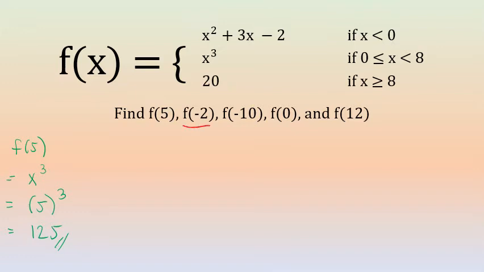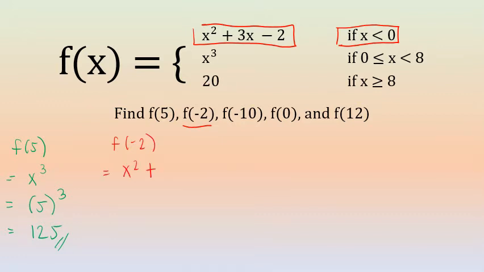Let's say we have f at negative 2. So among these intervals, where does negative 2 fall? So is it less than 0, in between 0 and positive 8, or is it greater than positive 8? So negative 2 falls here. It is less than 0. Okay, so what we will be using to evaluate f at negative 2 is this subfunction. So that is f at negative 2 is equals to x squared plus 3x minus 2.